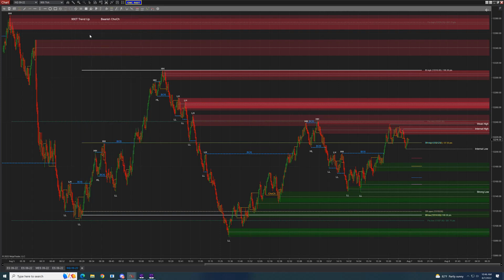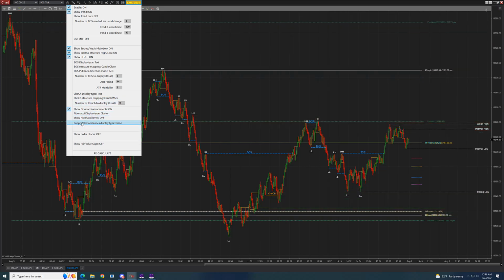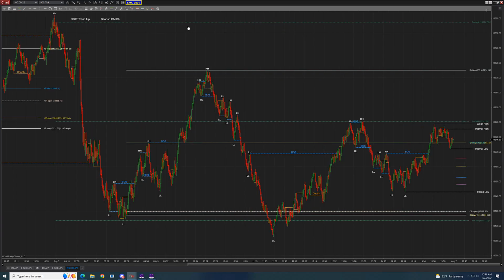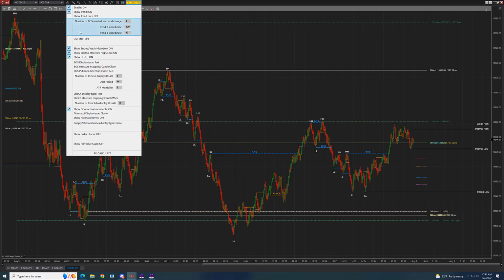Now let me keep going here. So that we can focus on the new features, I'm going to turn supply and demand zones off. Now we're just back to the market structure, the swing structure. Okay, new features that we've added. Now here, this is what we are now calling an order block.